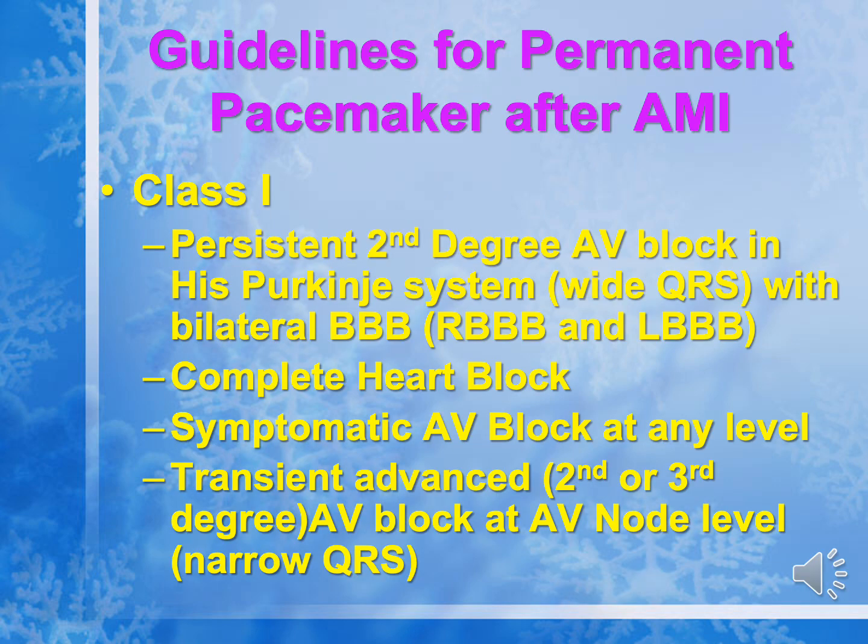The guidelines for permanent pacemaker implantation after an acute myocardial infarction are shown here. If there's persistent second-degree AV block in the His-Purkinje system, that is, having a wide QRS complex with bilateral bundle branch block, or if there's complete heart block or symptomatic AV block at any level, or if there is transient advanced second or third degree AV block at the AV node level with a narrow QRS complex, these are all indications for permanent pacemaker implantation.